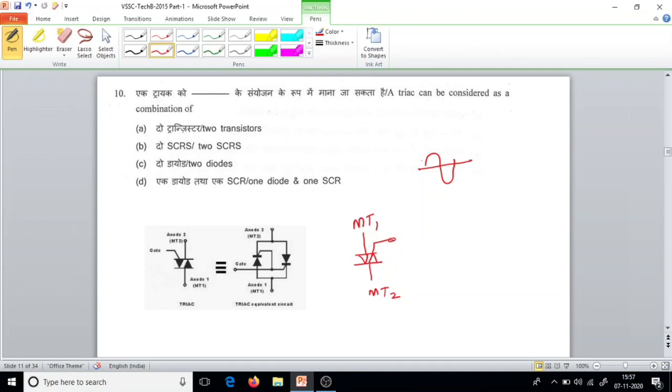And this is the gate. Using the gate we can control the Triac. So this Triac is equivalent to two SCRs connected back to back. See, as shown here, two SCRs are connected back to back. Here two gates are connected together, and one anode and one cathode sides are connected. Okay, so the answer is 2 SCRs.